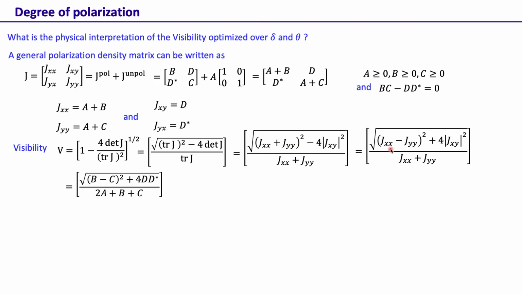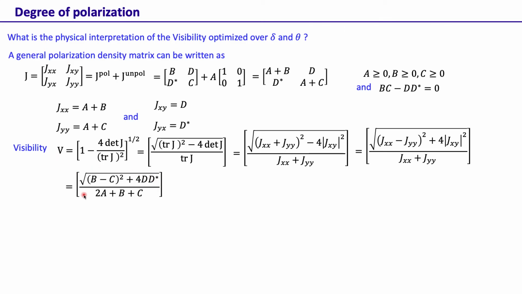This jxx minus jyy simply is b minus c, because jxx is a plus b and jyy is a plus c. So jxx minus jyy is simply b minus c, and this 4jxy square is simply 4 dd star, and jxx plus jyy is twice a plus b plus c. So that's what we get.